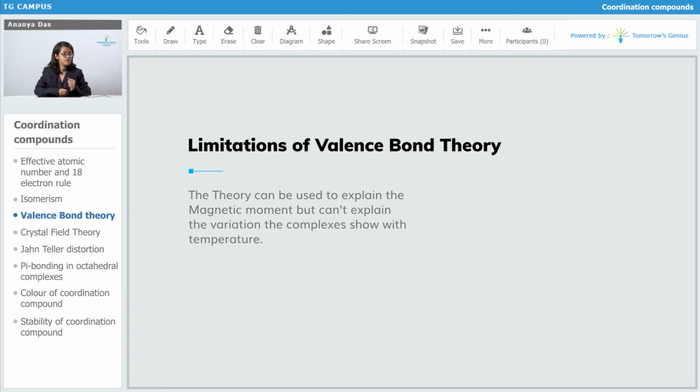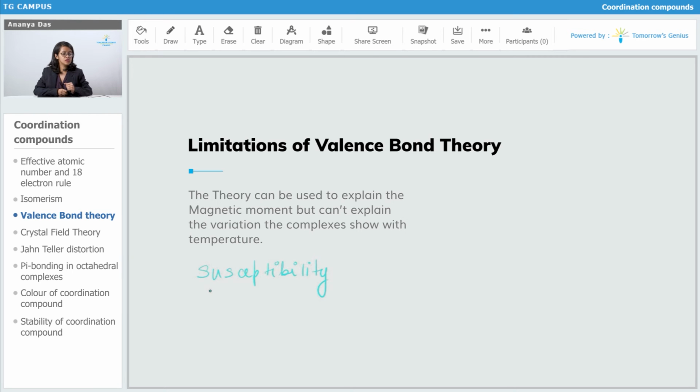Now what is susceptibility? Susceptibility is a dimensionless quantity which is used to measure the degree of magnetization of a particular substance in an external magnetic field. Paramagnetic and diamagnetic complexes, both of them, their magnetization varies with temperature. But valence bond theory could not explain how it varies with temperature, why it varies with temperature, and everything else related to the paramagnetism and the diamagnetism of coordination complexes. This was the second limitation.